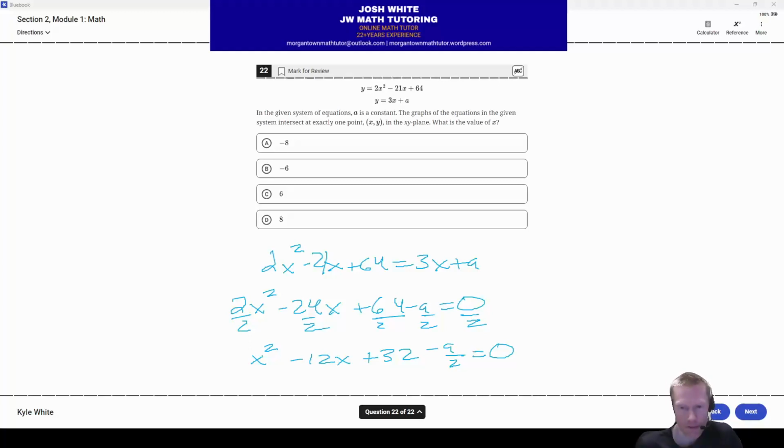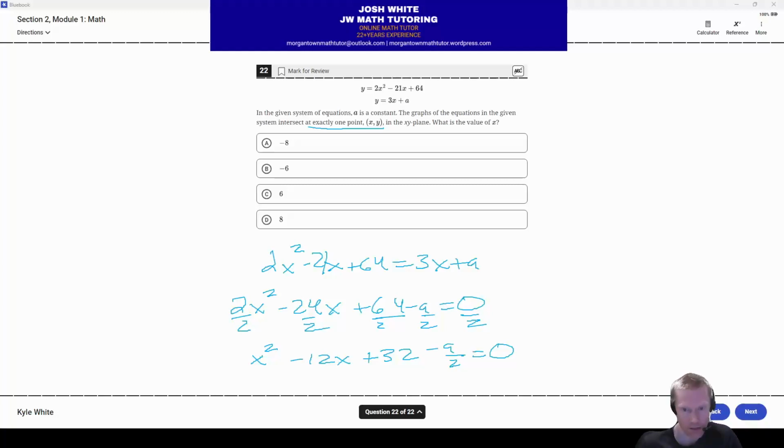So what happens is for these to intersect in exactly one point, in other words, you have only one solution to this problem, we need this quadratic equation on the left to have only one real root. Basically we don't want them to intersect twice. If we solve this out and got two different answers for x, that means there would be two different points where they intersect, but it tells us in the problem they intersect at exactly one point.